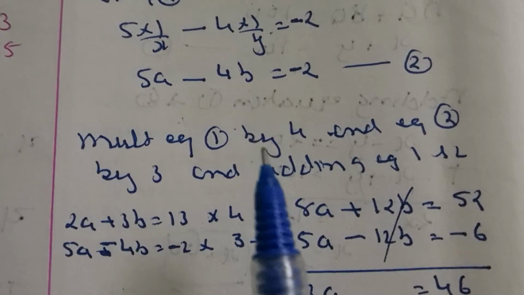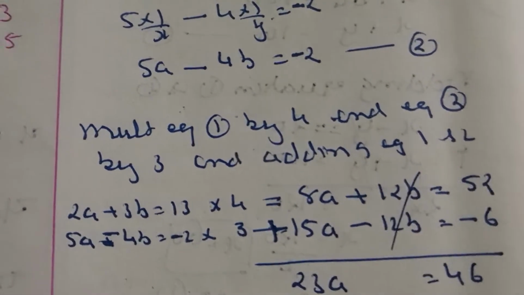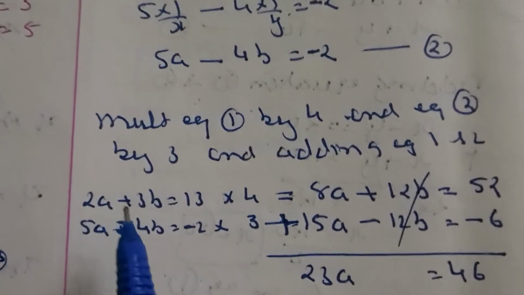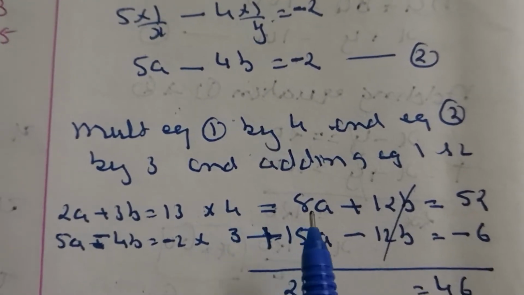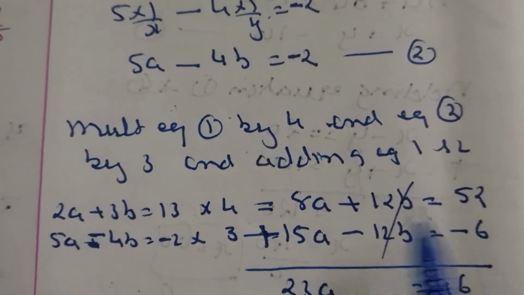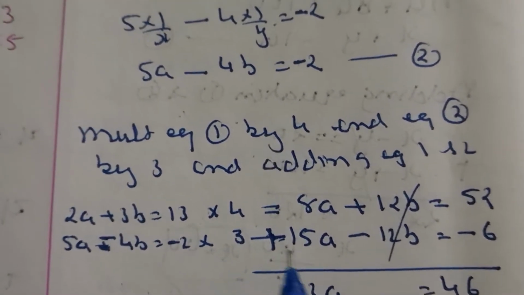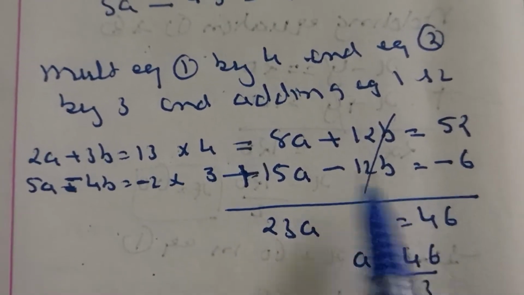Multiplying equation 1 by 4 and equation 2 by 3 and adding equation 1 and 2. So dear friends, my equation 1 was 2a plus 3b is equal to 13. I am multiplying it by 4, so I get 8a plus 12b is equal to 52. Same way, I am multiplying equation 2 by 3, so I am getting 15a minus 12b is equal to minus 6.